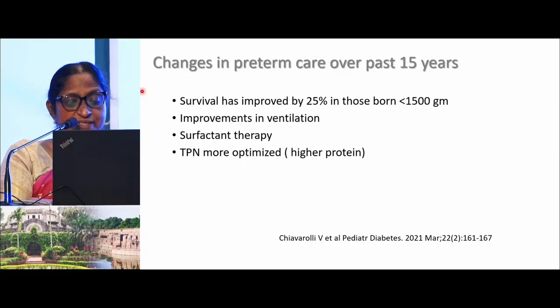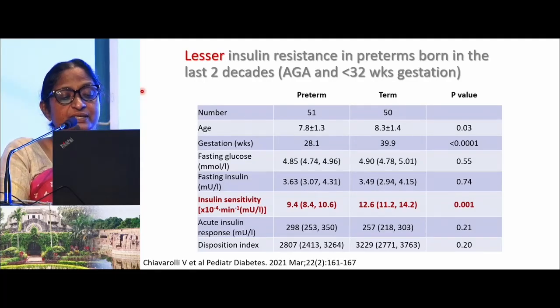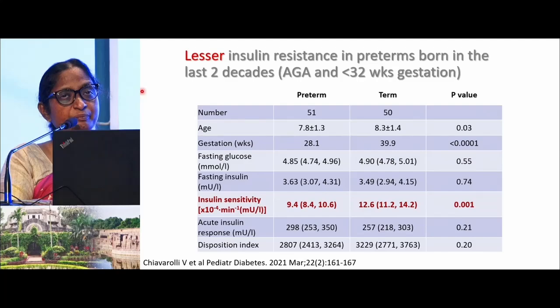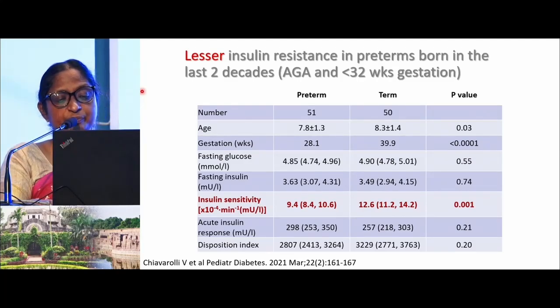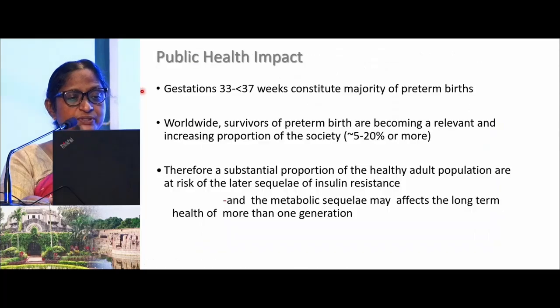So changes in all that has happened, and there is a publication demonstrating lesser insulin resistance. Yes, those who are born preterm have a reduced insulin sensitivity, but at a much lesser magnitude, about 25% as compared to 45% described earlier. This is an age group about 8 years of age and in very preterm, less than 32 weeks of gestation. So we do have to follow them up and see whether in the long term there are effects or not.